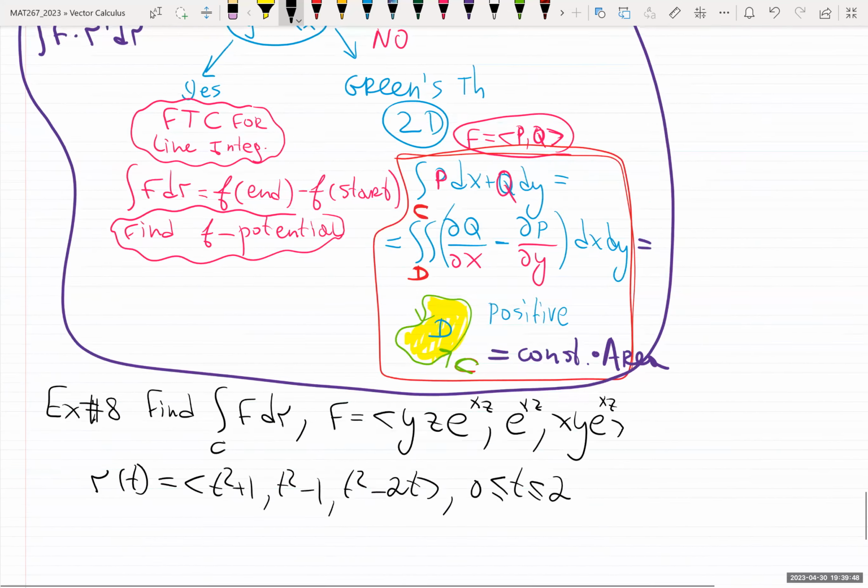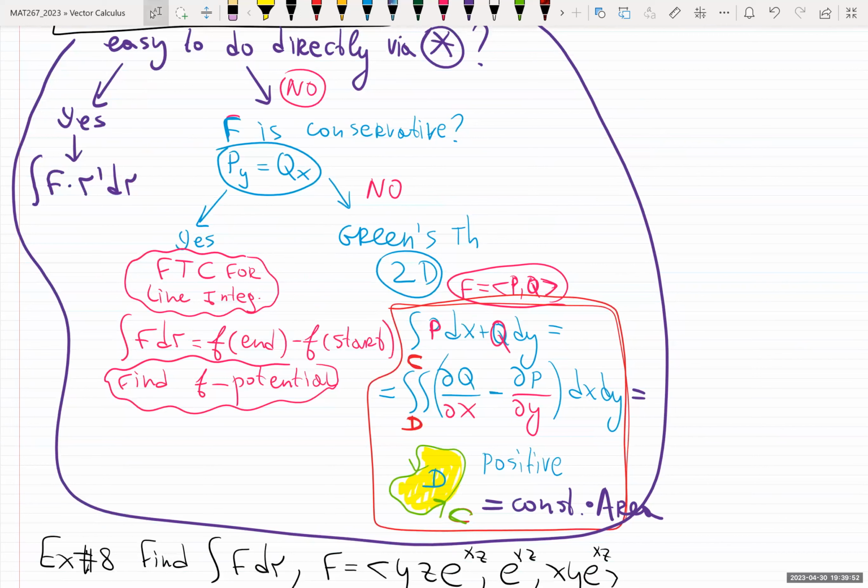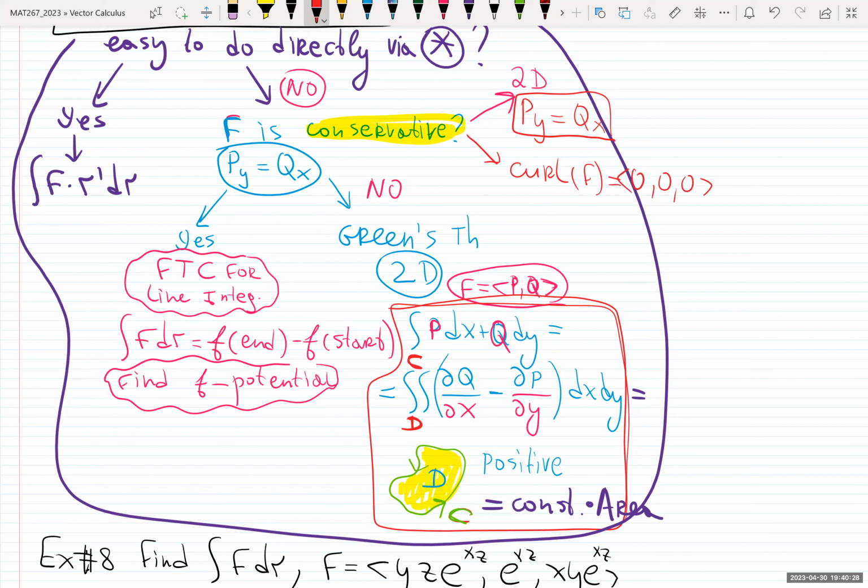Before we start, I just realized I have more things to say. We learned curl after that. So check out the conservative question. We actually have several topics. In 2D, we have a formula: P with respect to Y equals Q with respect to X. I already wrote it down, right? Conservative. In 3D, we have a curl that checks if it gives you 0, 0, 0. Why? Because in the curl, the terms are all differences, Py minus Qx and so on. And curl has a formula.